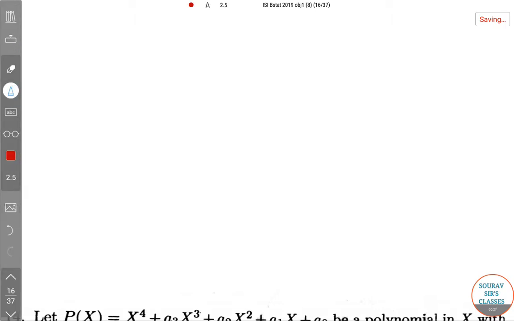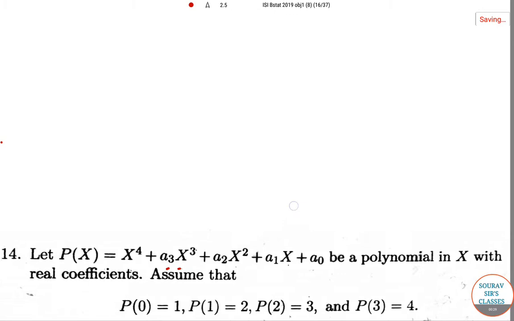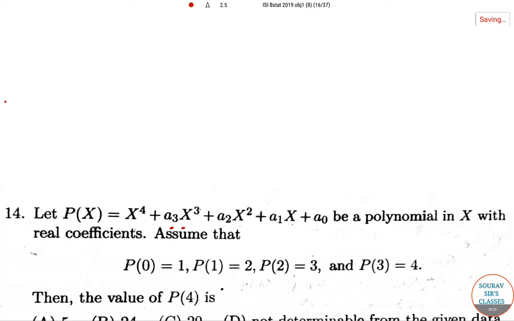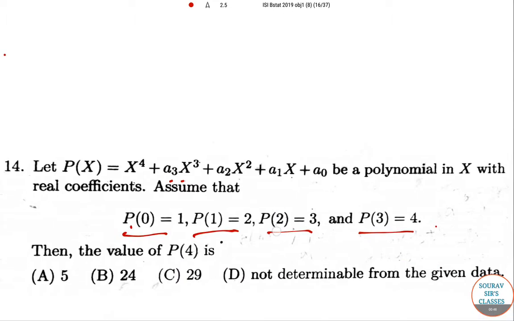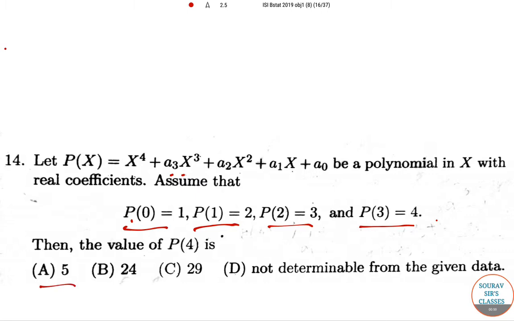Let P(x) equal to x to the power 4 plus a3 x cube plus a2 x square plus a1 x plus a0 be a polynomial in x with real coefficients. Assume that P(0) equal to 1, P(1) equal to 2, P(2) equal to 3 and P(3) equal to 4. Then the value of P(4) is: option A 5, option B 24, option C 29 and option D not determinable from the given data.